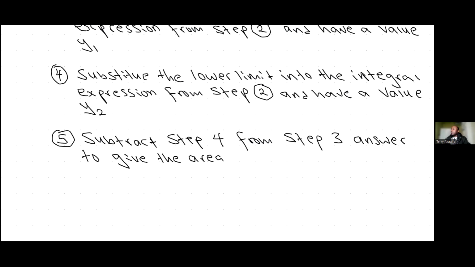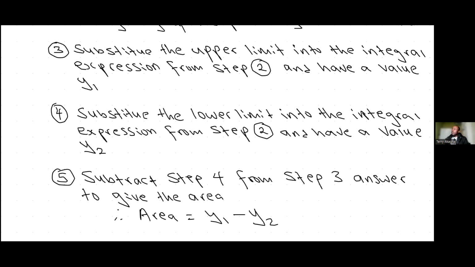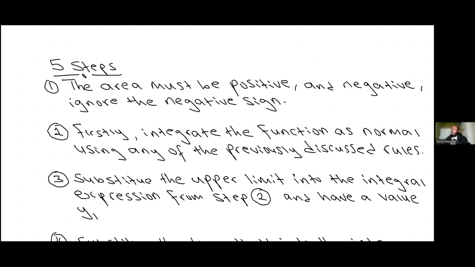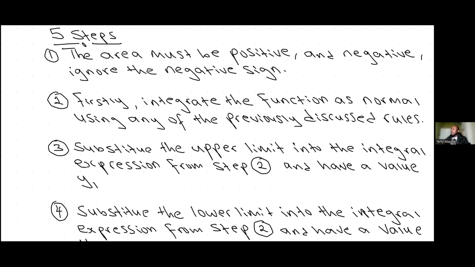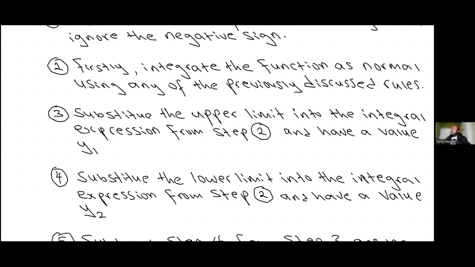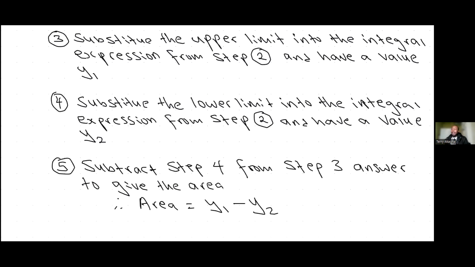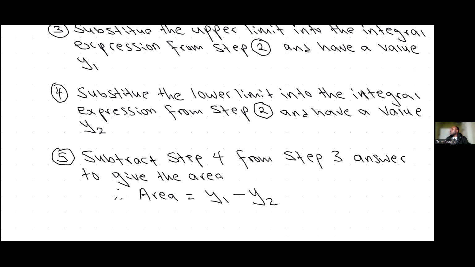So therefore, the area is going to be y1 minus y2. So that's what you do. And that's what will give you the area. That'll be y1 minus y2. So basically, it must be positive, and if it's negative, you have to ignore the negative sign. You integrate the function as normal. You substitute the upper limit, then you substitute the lower limit, then you subtract, and you get the answer for that. All right.